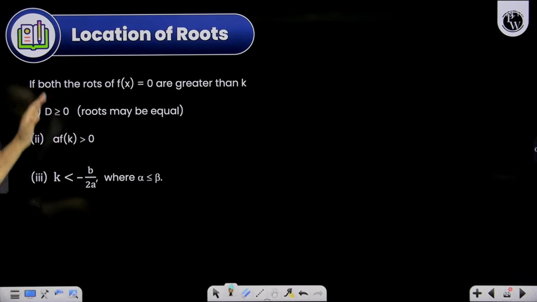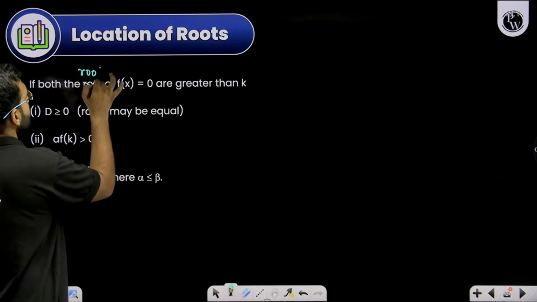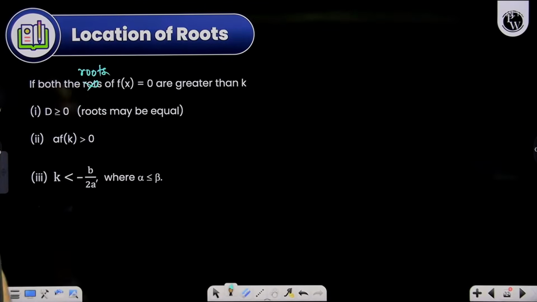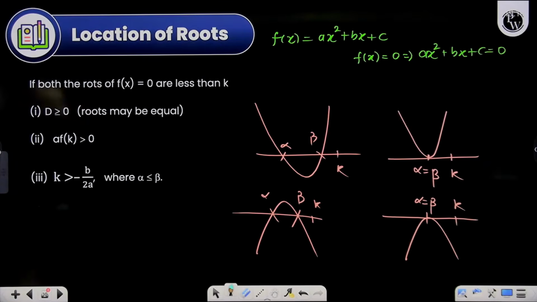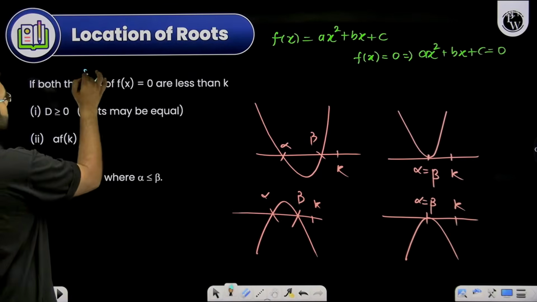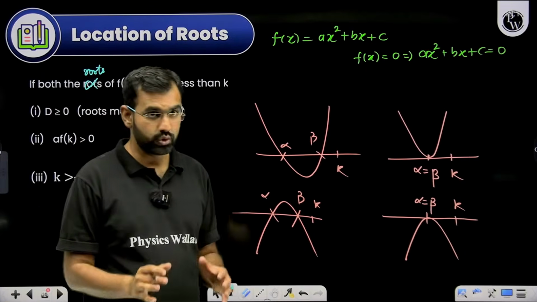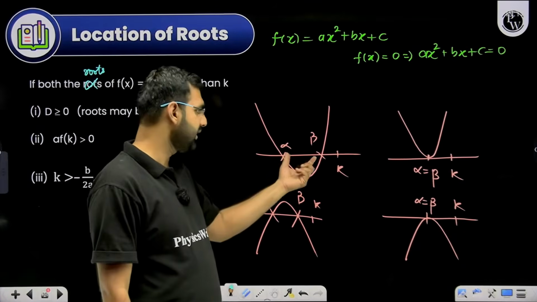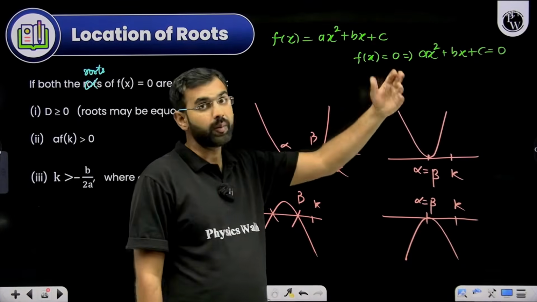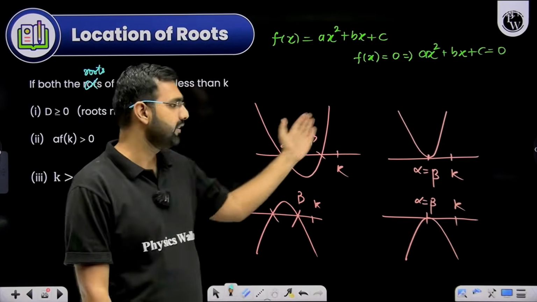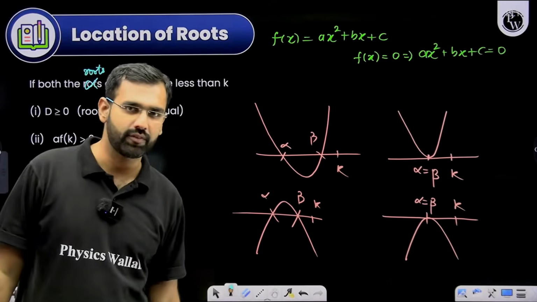Let's say both the roots are greater than k. I think previously we were talking about both of the roots less than k. I think this was the case. So both of the roots are less than k. So first of all, both roots exist, so they may be distinct or equal. Again, the quadratic's coefficient a could be positive or negative. If it is positive, upward facing parabola. If it is negative, downward facing parabola. So these 4 cases will be there first of all.